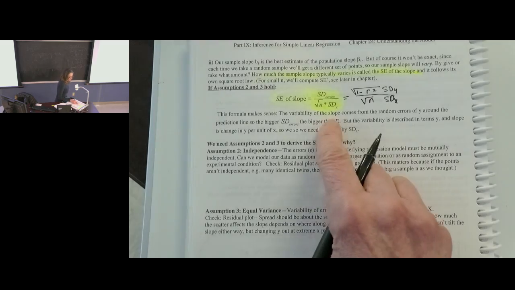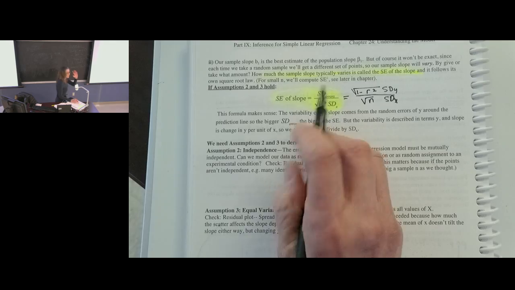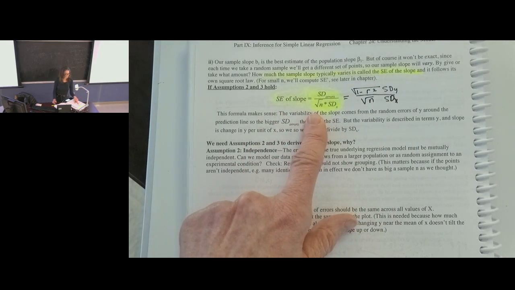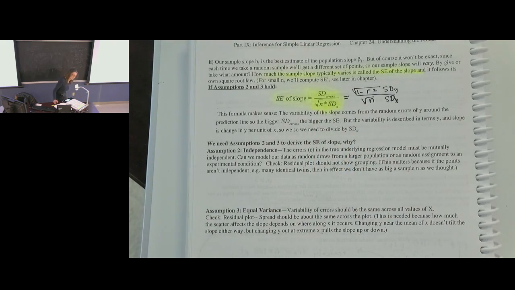But the idea is that you have the standard deviation of errors: more spread, bigger standard error of the slope, and you divide by the square root of n. But then you also have to factor in, remember your units, and put the SDX in.